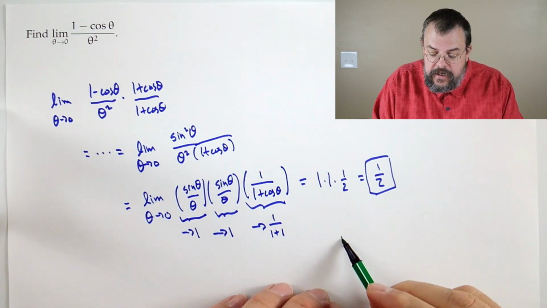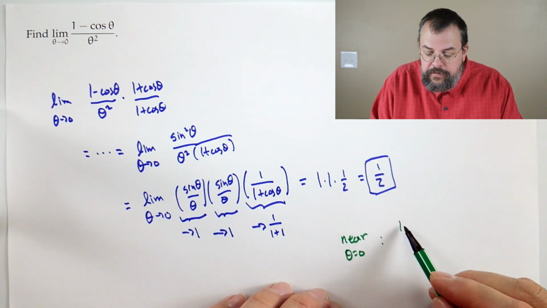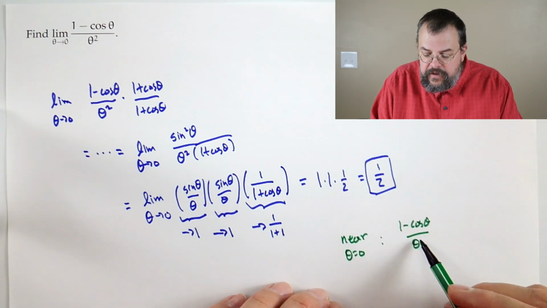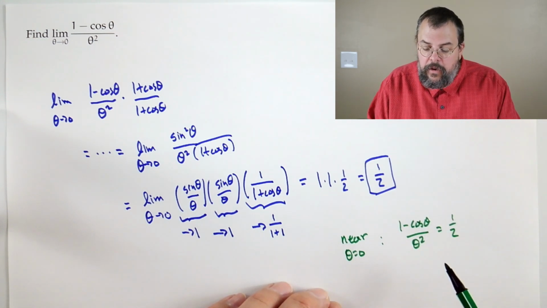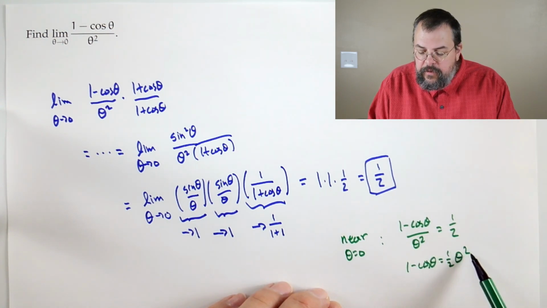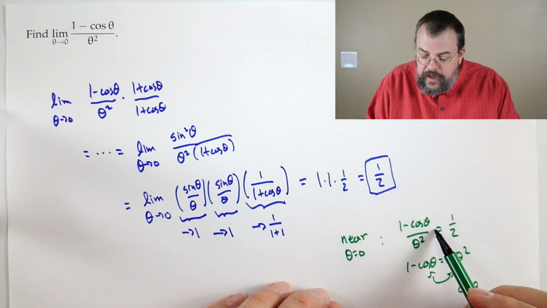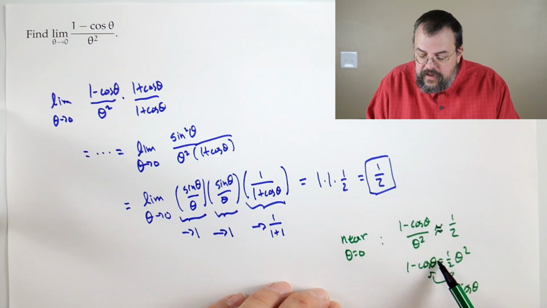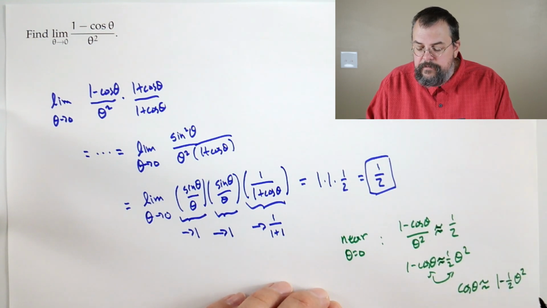So near 0, we'll go ahead and write that out. We get 1 minus cosine theta over theta squared is equal to a half. Or we could say 1 minus cosine theta is a half theta squared. And now if you just swap these two, we come to the conclusion that cosine theta, and I shouldn't say equals, I should say is approximately. It's not that it's exactly equal, but it's approximately. So cosine theta is approximately 1 minus a half theta squared.